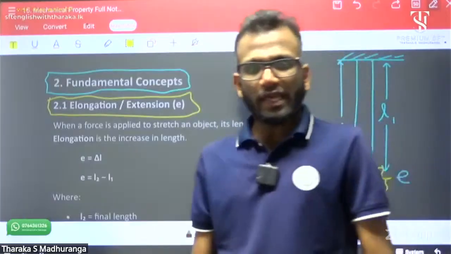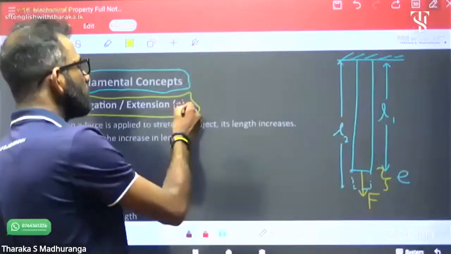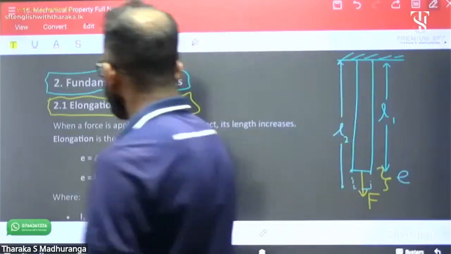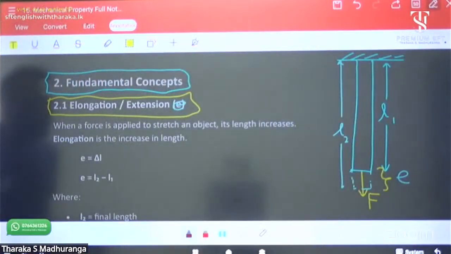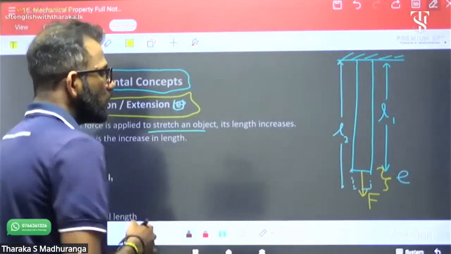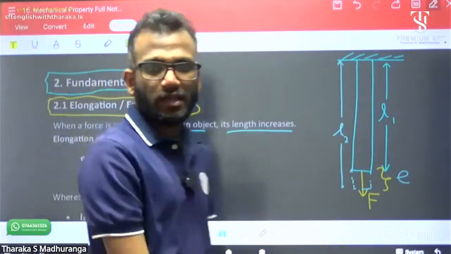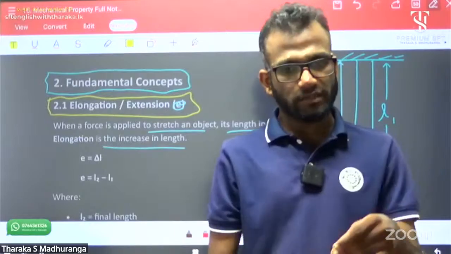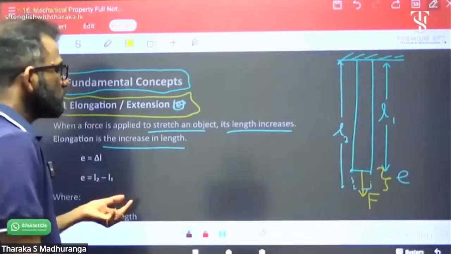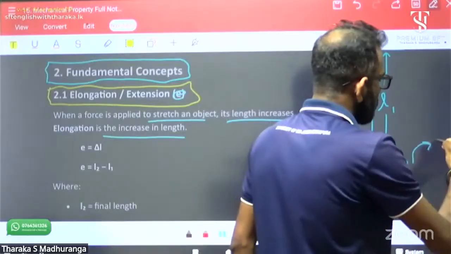The increasing length of any elastic object when we apply an external force, we call the elongation or extension. Remember, the symbol is a simple e, not capital E. When a force is applied to an object, its length increases. The increase in length of an elastic object we call the extension.